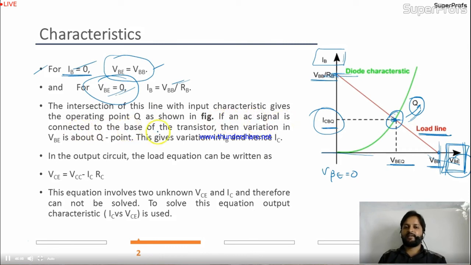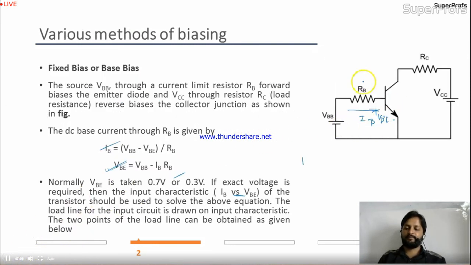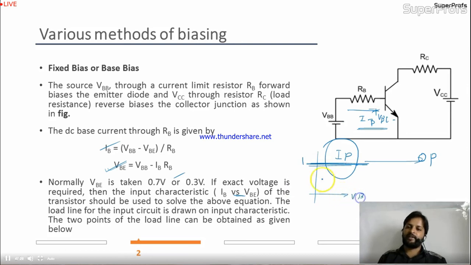If an AC signal is connected to the base of the transistor, the variation in VBE is about the Q point. This gives variation in IB and hence IC. Is it okay? Now, this is the input characteristics. Now we'll see the output characteristics of fixed bias. This is the fixed bias circuit. A simple circuit is given over here, and we are discussing the load line. We are doing the load line for input and for output as well. Is it okay? So the load line is drawn on the relation between input voltage and input current.